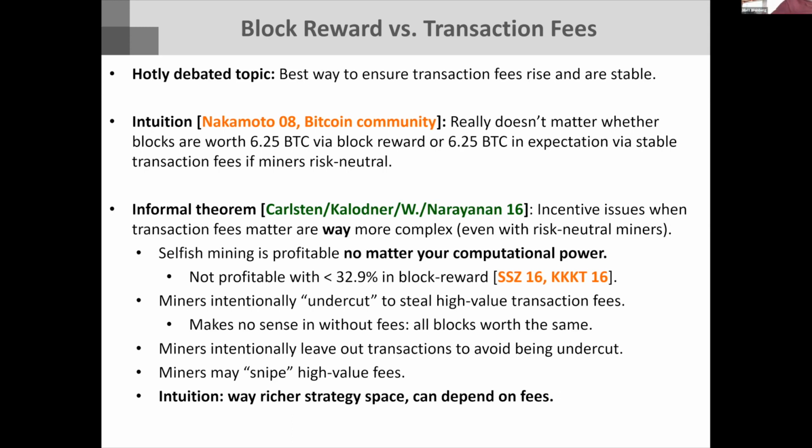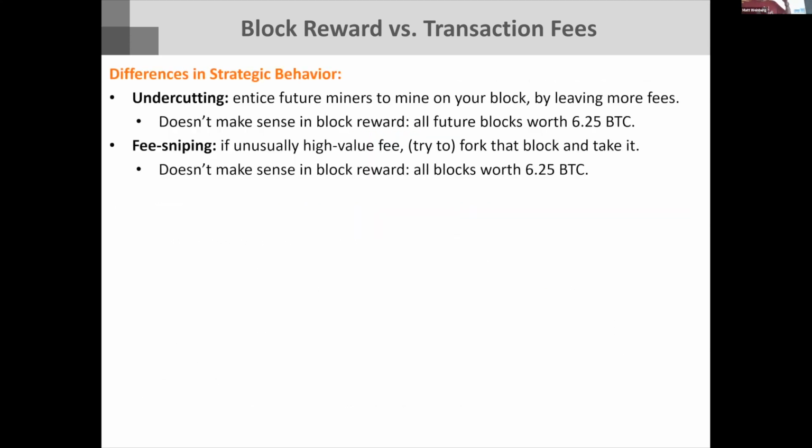So the intuition for where all of these come from is basically that your strategy can depend on how many fees are in a block. And that does not make sense in the block reward setting, where every block is worth the same. It doesn't make sense to say, if this block is worth 10 times as much as normal, don't hide it to selfish mine, just take it and win. And if it's less than normal, hide it to selfish mine. Everything's worth 6.25. So I just wanted to go through the kinds of behaviors we looked at.